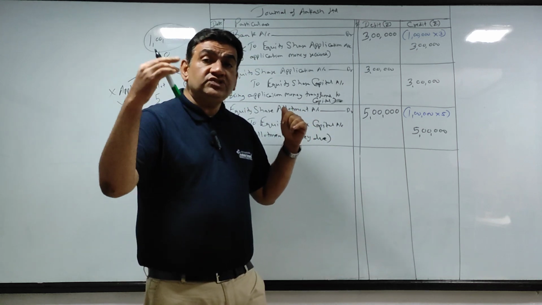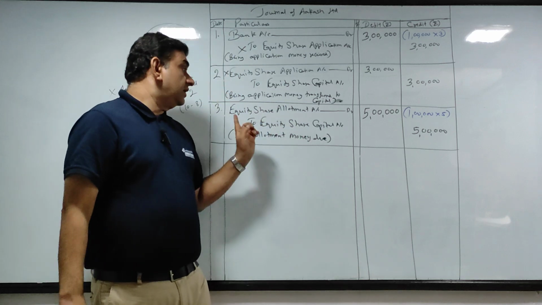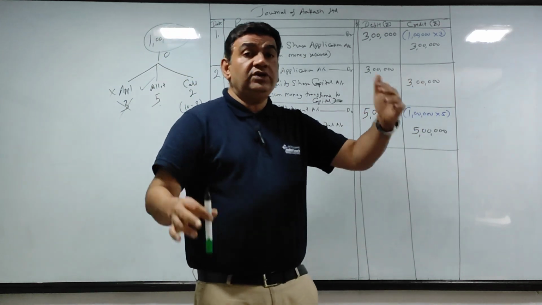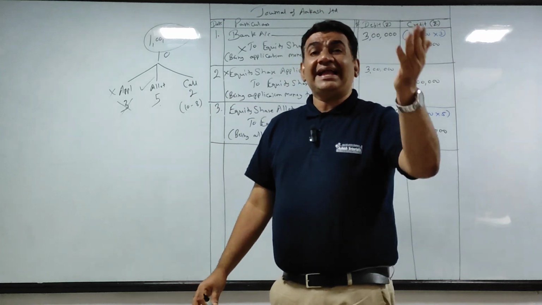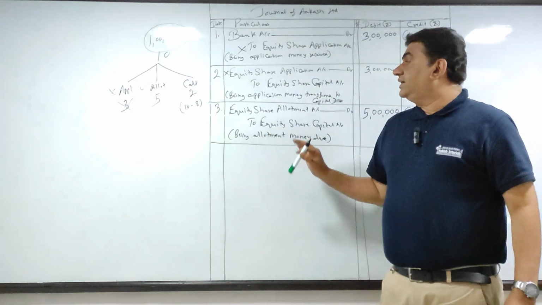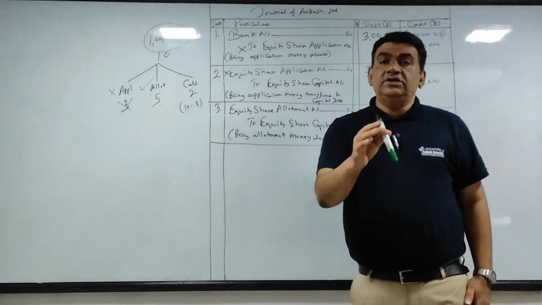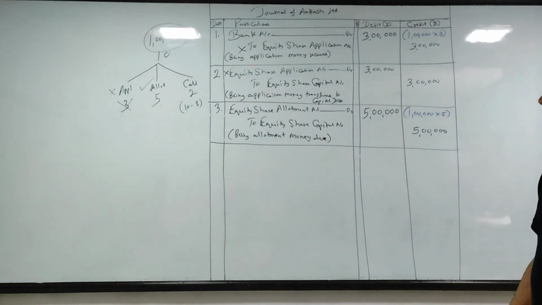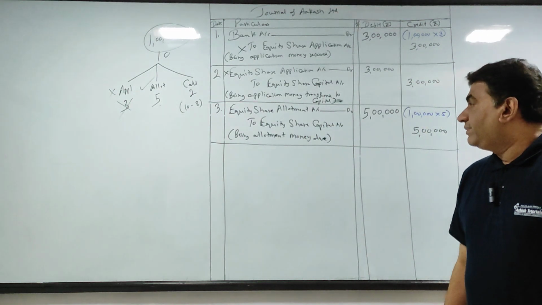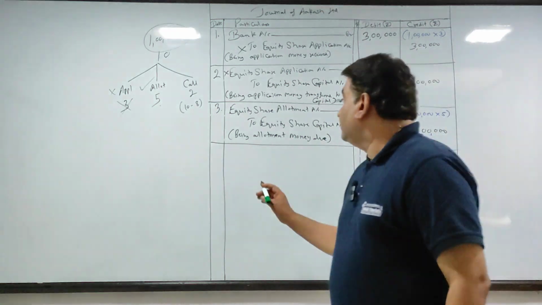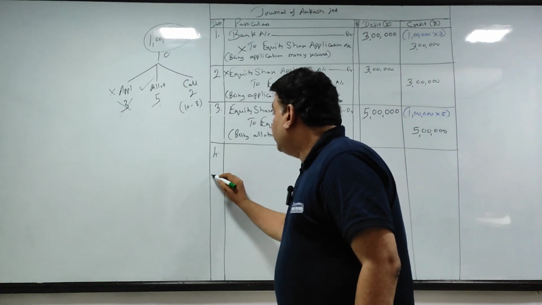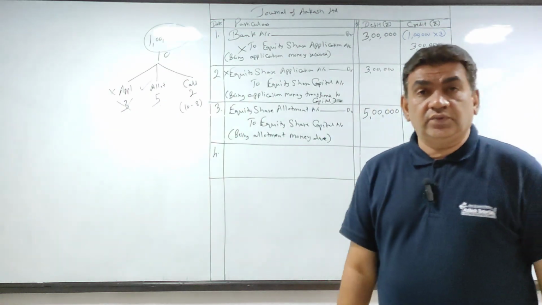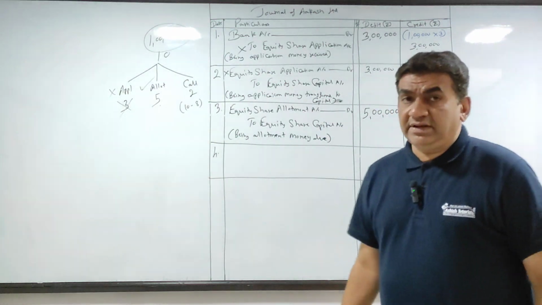Because the reminder is on allotment, I debit the account called as equity share allotment, and it is a reminder to pay the money as a part of their capital, so I credit equity share capital. So my next entry is equity share allotment account debit to equity share capital. Narration: being allotment money due. Being allotment money due. Due matlab receivable. Now listen.